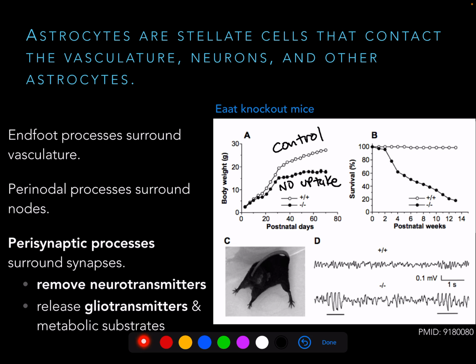Notice the difference in their growth. That's what's shown on the y-axis here in panel A. As we move up, the mouse is getting bigger. And here's your typical mouse growth curve. Notice they're runts when we don't pick up the glutamate. That's not their big problem, though.